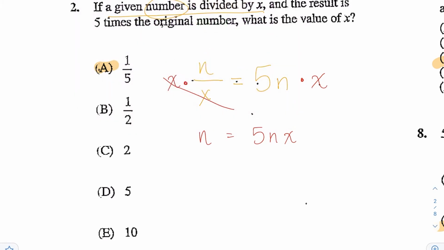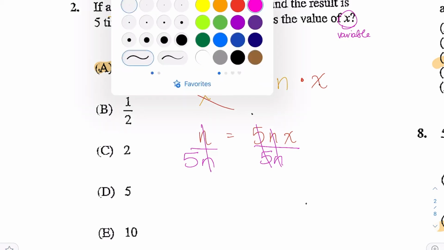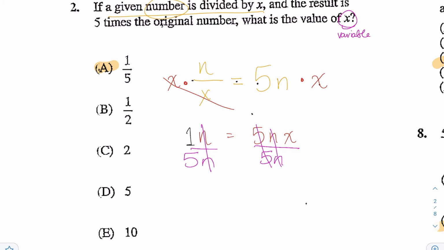Then you can divide both sides by 5n, because the goal is to figure out what x is. X is the variable of interest. So to solve for x, you can divide by everything else on the right side. And that means that you have to also divide by 5n on the left. And n actually cancels out. Now you still have a coefficient of 1.